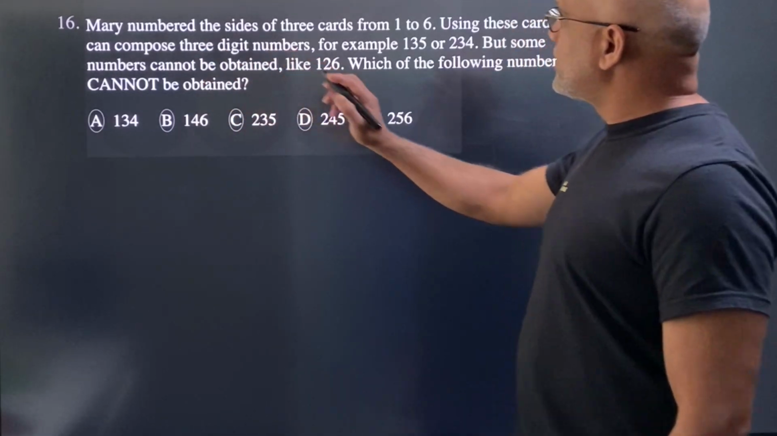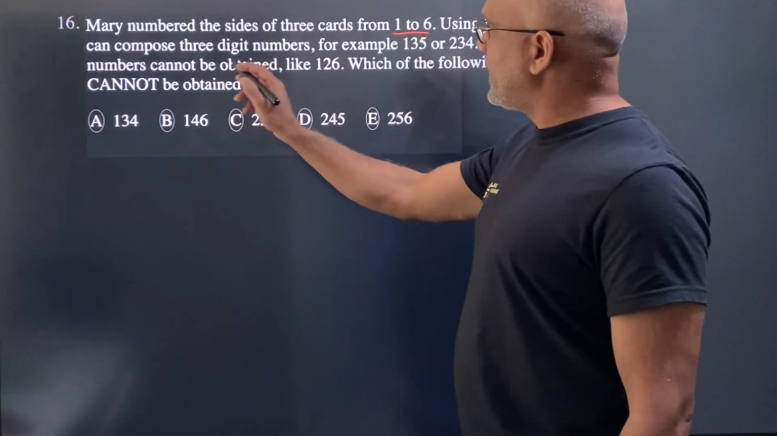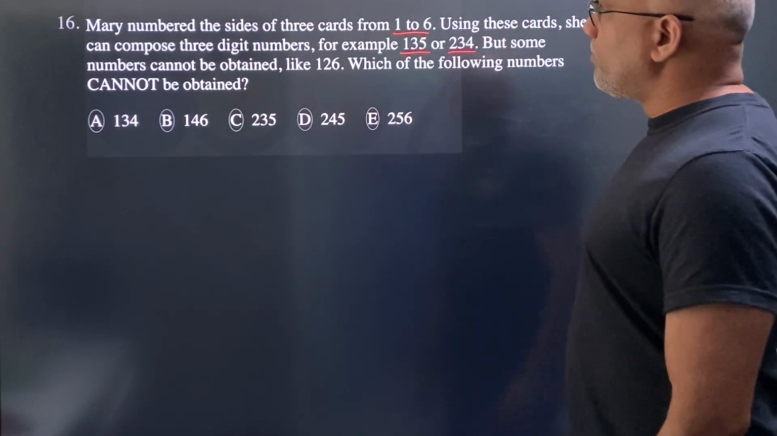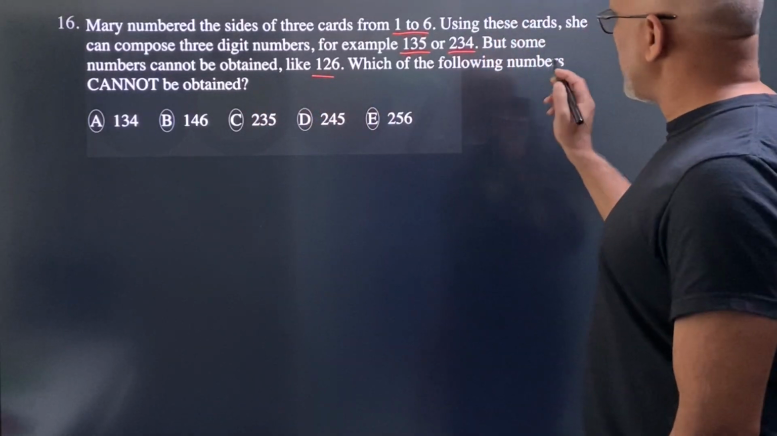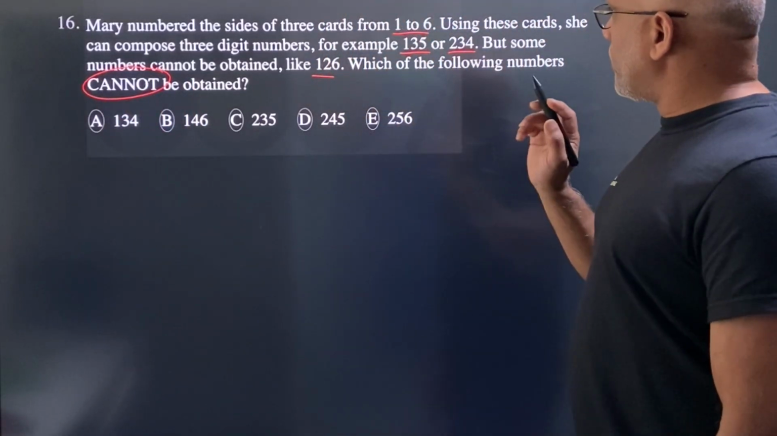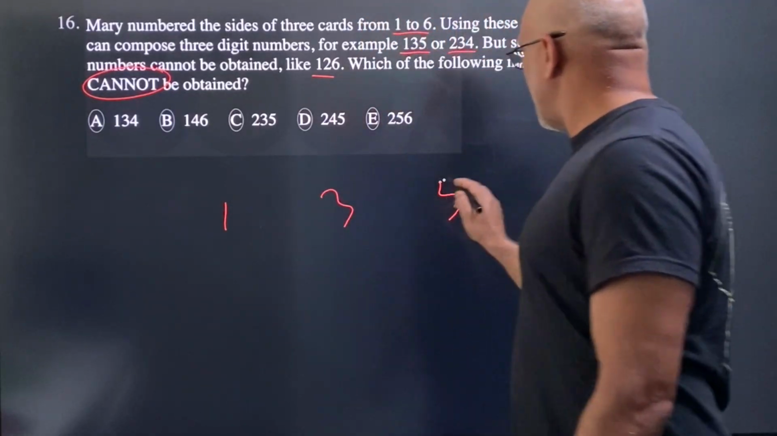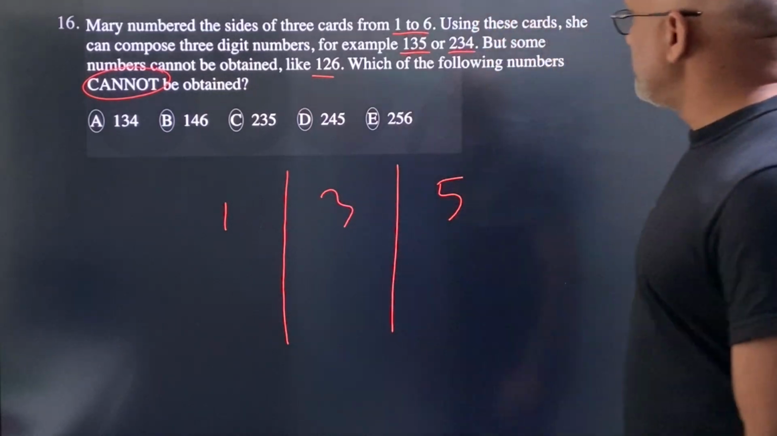Mary numbered the sides of 3 cards from 1 to 6. Using these cards, she can compose 3-digit numbers, for example 135 or 234, but some numbers cannot be obtained, like 126. Which of the following numbers cannot be obtained? Okay, so we can make 1, 3, 5. Let's say these are my 3 cards. 1 card, 2 card, 3 card.